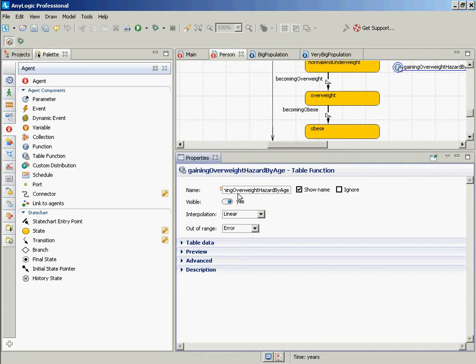If you just called this table function its default name, would it work? Yeah, it would still work, but it would be opaque. You'd be looking at a model and you wouldn't know what's there. But this, you actually know something about: this is dealing with a chance of gaining overweight by age as age progresses. So it makes it clear what's going on there, what things are in your model, even if some of the details are hidden. So let's go to this thing, gaining overweight by age.